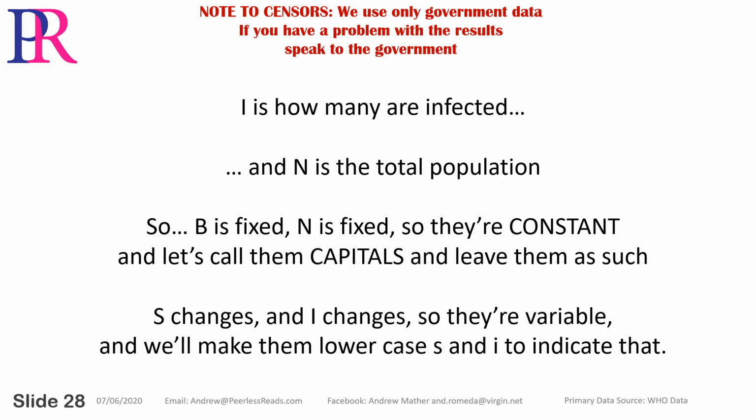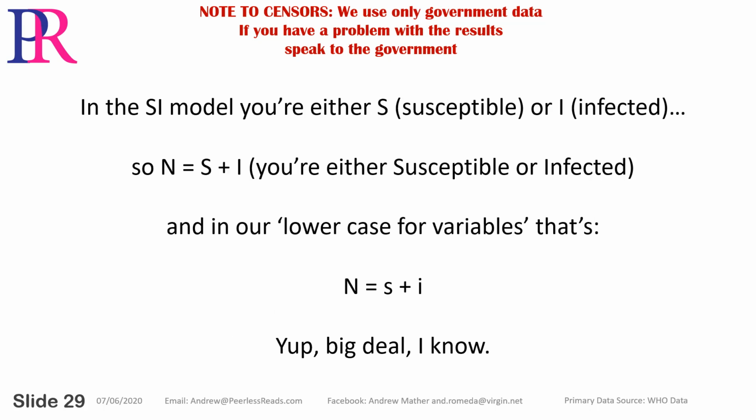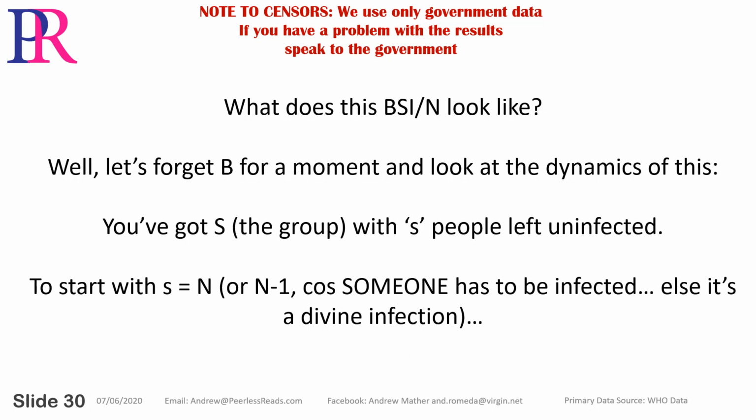So B is fixed, N is fixed, so they're constant, and let's call them capitals and leave them as such. S changes and I changes, so they're variable, and we'll make them lowercase s and i to indicate that. In the SI model, you're either S, susceptible, or I, infected. So N equals S plus I, you're either susceptible or infected. And in our lowercase for variables, that's N equals s plus i. Yep, big deal, I know.